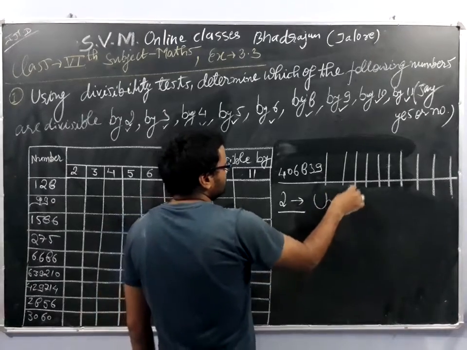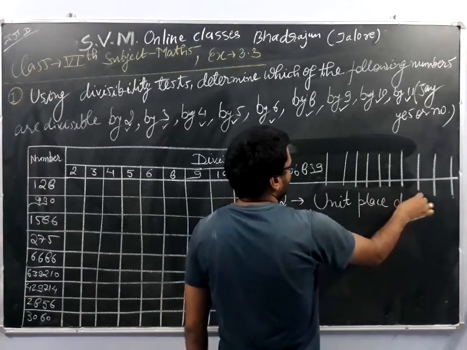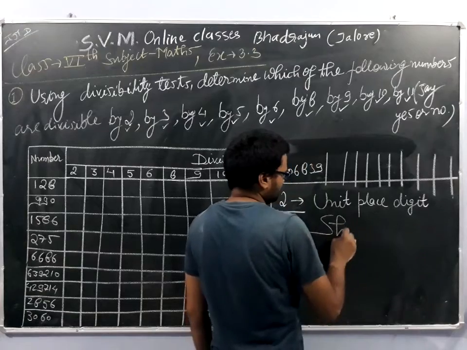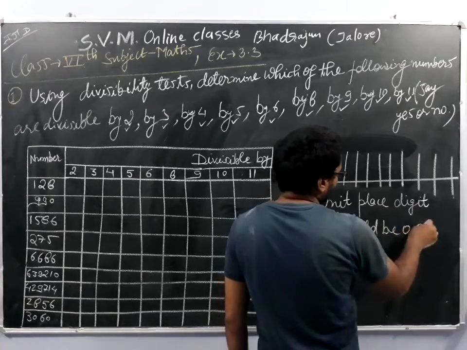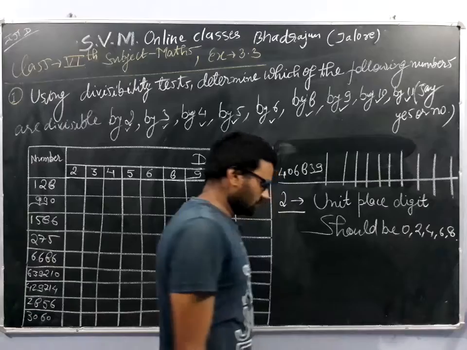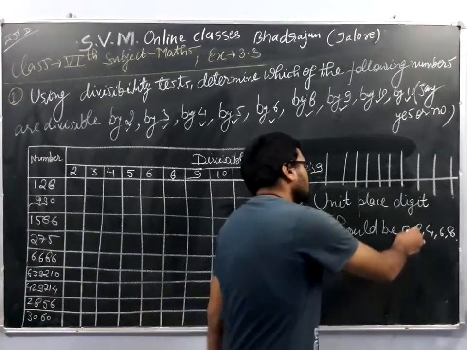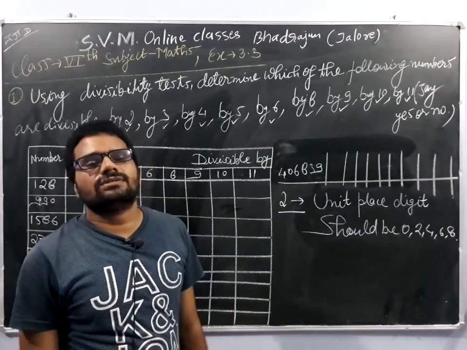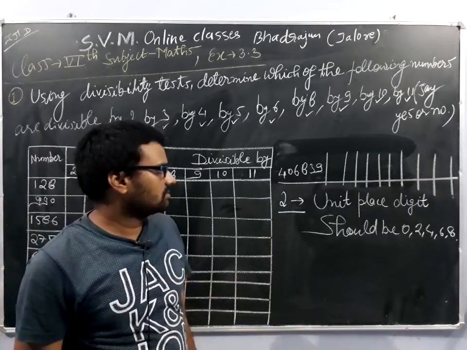Unit place digit should be 0, 2, 4, 6 and 8. If a number has 0, 2, 4, 6, 8 as its unit place digit, then the number will definitely be divisible by 2.